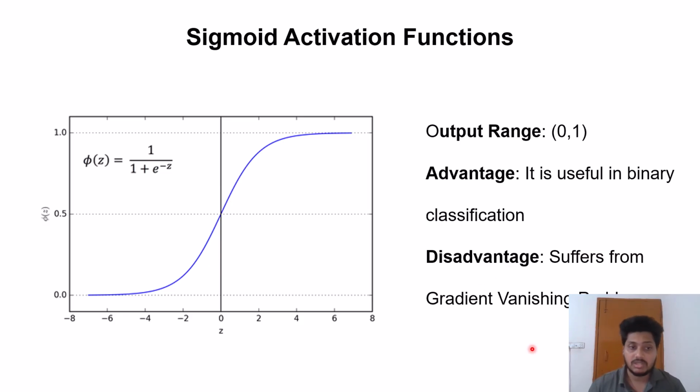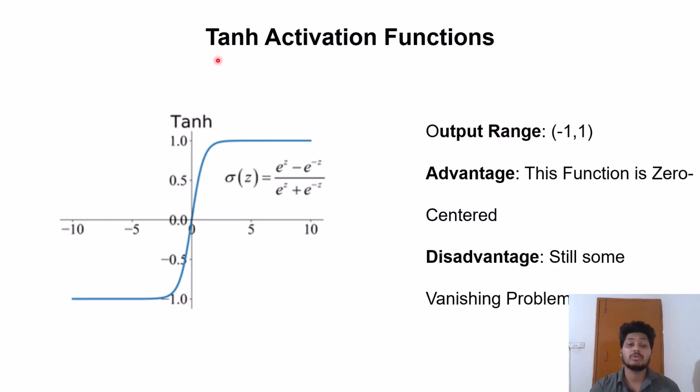So in simple words, sigmoid is helpful for binary outputs but can slow down learning in deep or very large neural networks. Now let's move on to the tanh activation function, which is also known as the hyperbolic tangent function. The tanh function is quite similar to the sigmoid function because it's also an S-shaped curve, as we can see here. But there's one key difference.